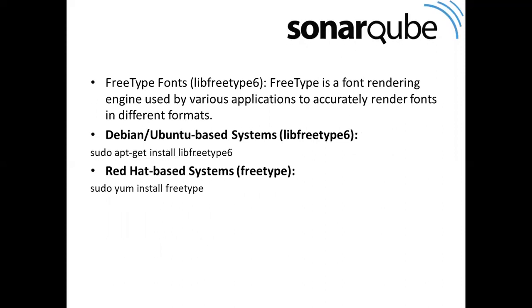And next one, FreeType fonts, like libfreetype6. FreeType is a font rendering engine used by various applications to accurately render fonts in different formats. Again, you have to use the command for your operating system. For Debian or Ubuntu based operating systems, the command is sudo apt-get install libfreetype6.